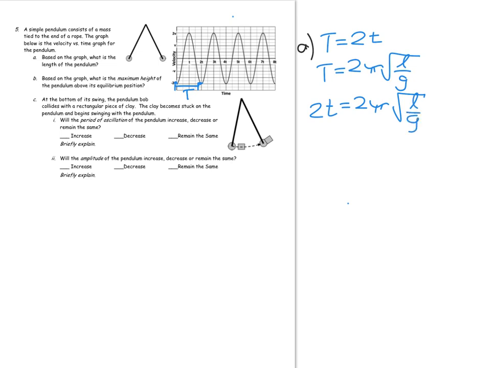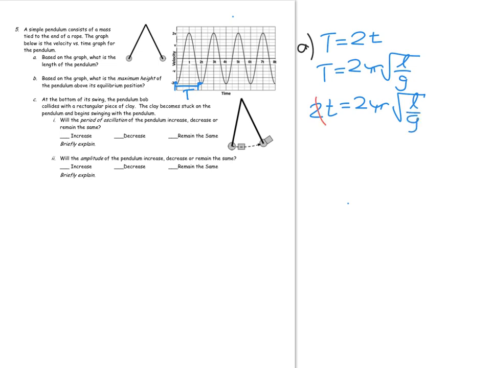The important piece of information I'm going to think about here is that from here to here is 1 full period. And so I know that the period of oscillation of this pendulum is just 2t, and I can use that to determine the length, because the period is based solely on the length. So I'm using my 2 pi times the square root of L over G equation. So I'm going to say 2t equals 2 pi times the square root of L over G.